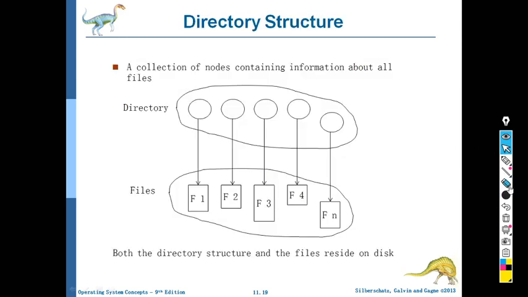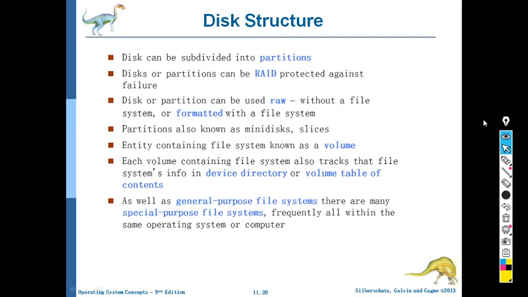Now we'll see what a directory structure is. A directory is nothing but a collection of nodes containing information about all the files. You can see here, these are the nodes which are representing your directories. One particular directory may have any number of files, and both the directory structure and the files will be residing on your disk. Disk structure is about how this disk will be organized.